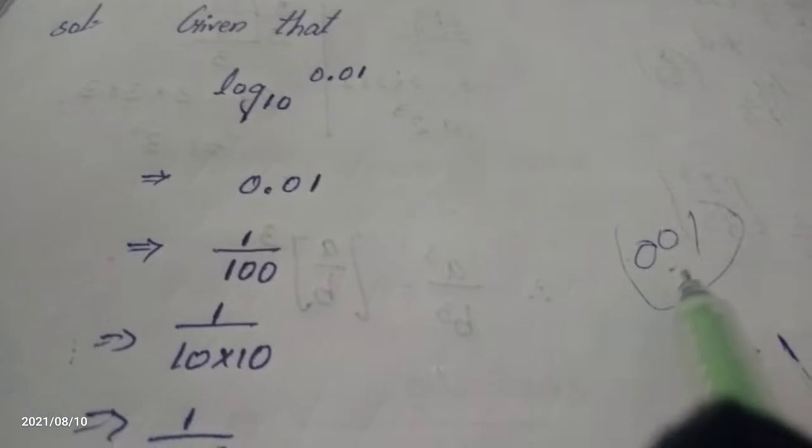Take 0.01. After removing the decimal, how many numbers are there? The whole value should be taken in the numerator. Here it is 0, 0, 1, so the whole value is 1. I am not taking the zeros, only 1, so 1 divided by 100. Why 100? Because after the decimal we have 2 numbers, that's why we take 100. After removing the decimal we get 1 by 100.